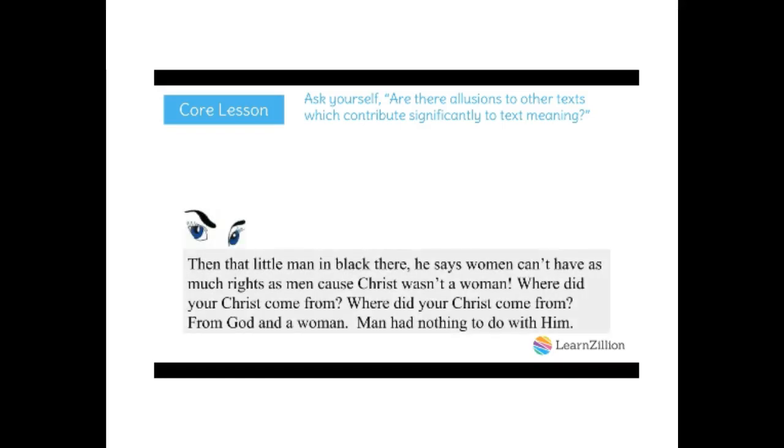Ask yourself, are there allusions to other texts which contribute significantly to text meaning? I remember paragraph 4. Something there reminded me of a story in the Bible. I will look at it again. Here it is. It says, then that little man in black there. I know that priests and ministers often wear black clothing, sometimes with a white clergyman's collar. So I think this man must be a minister. It looks like this minister has said that women can't have as much rights as men because Christ wasn't a woman. In the rest of the paragraph, it sounds like Sojourner Truth is talking back to the man.